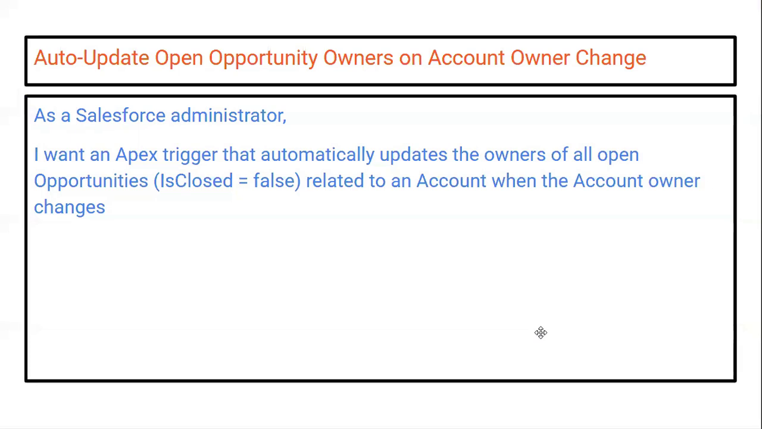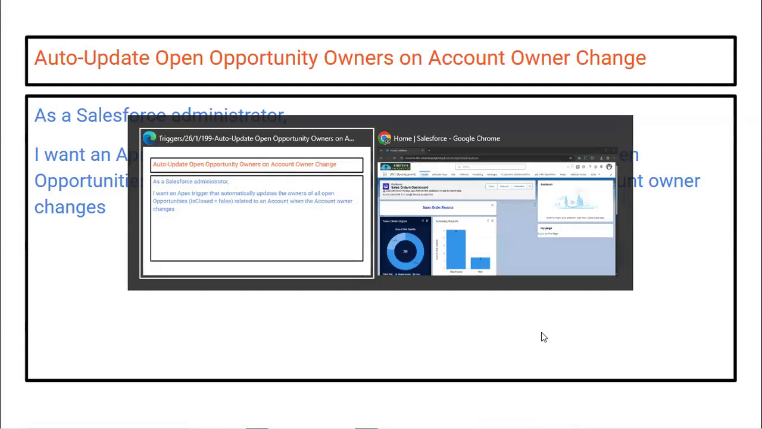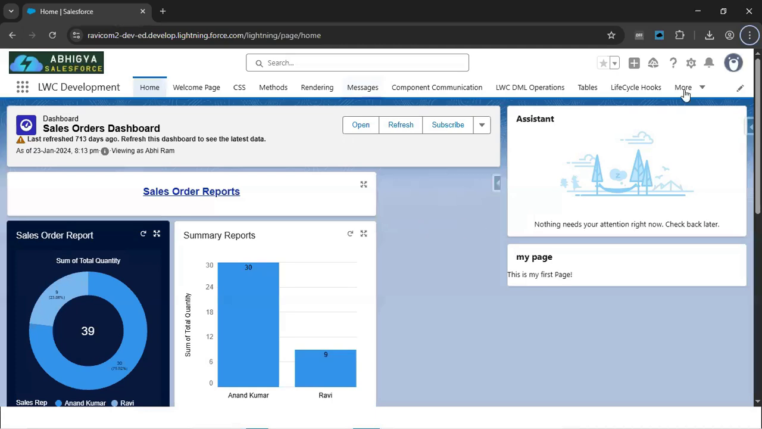So here is our use case. As a Salesforce admin, I want to use an Apex trigger that automatically updates the owner of all open opportunities. That means IsClosed equals false, right? So the account's related opportunities we need to update when the account owner is changed. Let's see how we are going to implement this step by step for this use case in the triggers. So let's come to our Salesforce org.